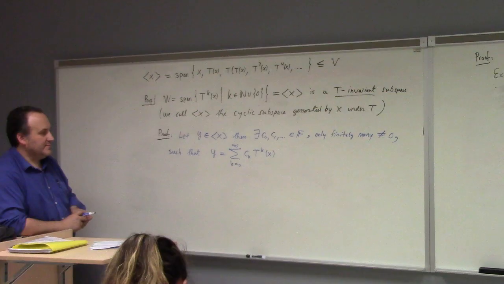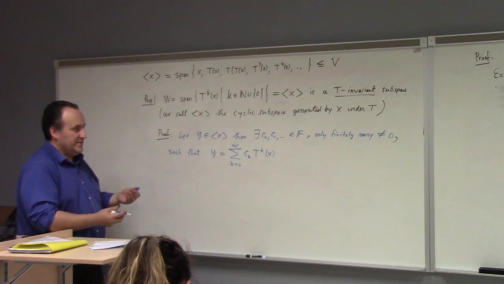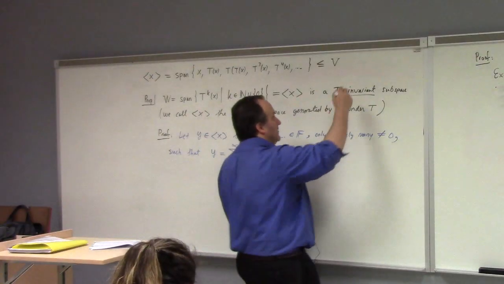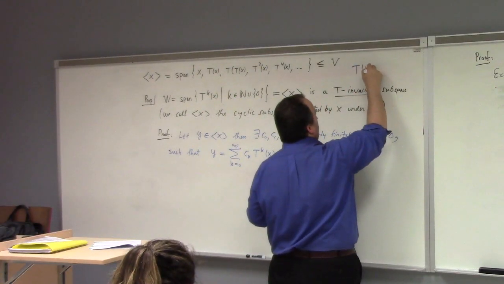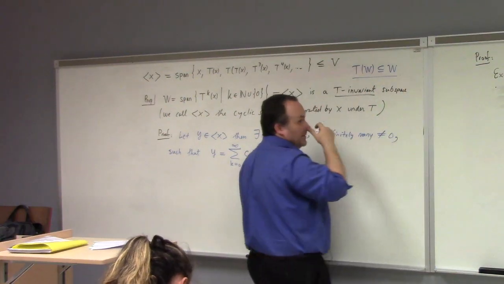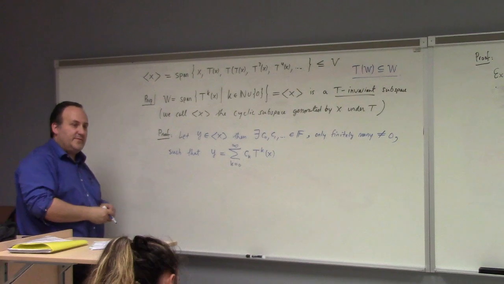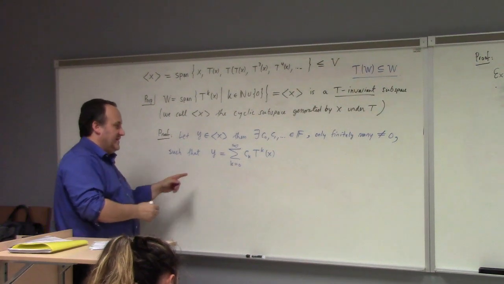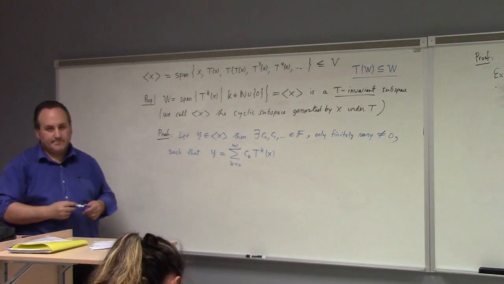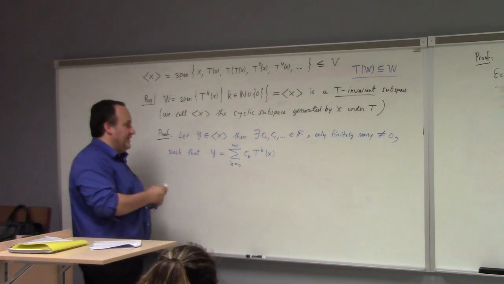What happens when we're trying to show it's T-invariant? Do you remember what the definition of T-invariant was? We're trying to show that T of W is a subset of W. If we can show that, since we already know W is a subspace, we'll have that it's a T-invariant subspace. So we should investigate T of y. What is T of y?